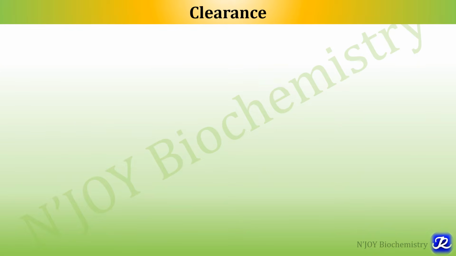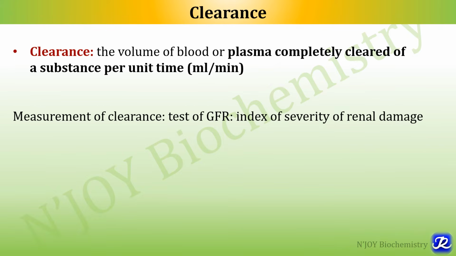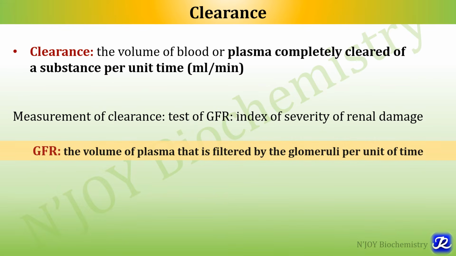For clearance calculation, we require both serum creatinine and urine creatinine, but before that let's see what this clearance is. The clearance is defined as the volume of blood or plasma completely cleared of a substance per unit time, and it is in ml per minute. And this clearance measurement is a test of GFR, that is glomerular filtration rate, and it is the index of severity of renal damage.